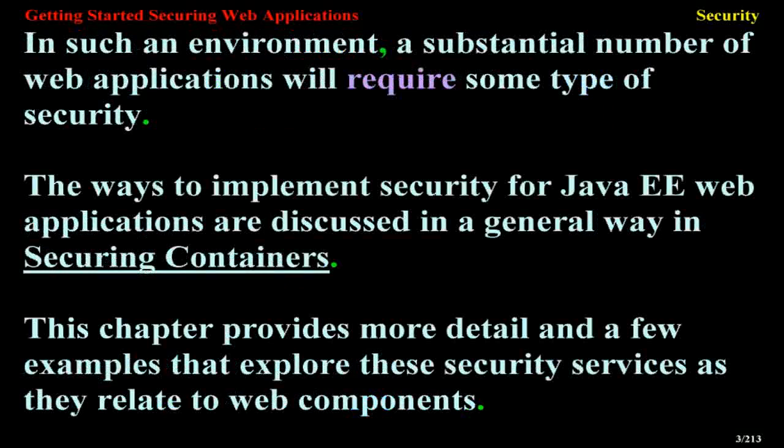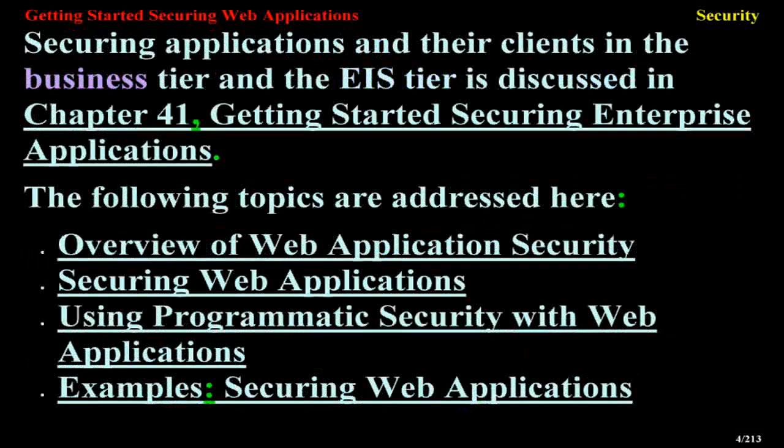The ways to implement security for Java EE web applications are discussed in a general way in securing containers. This chapter provides more detail and a few examples that explore these security services as they relate to web components. Securing applications and their clients in the business tier and the EIS tier is discussed in Chapter 41, Getting Started Securing Enterprise Applications. The following topics are addressed here.